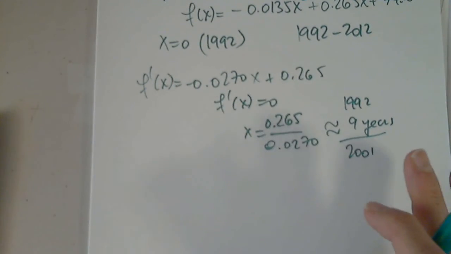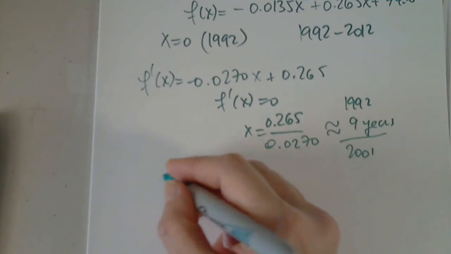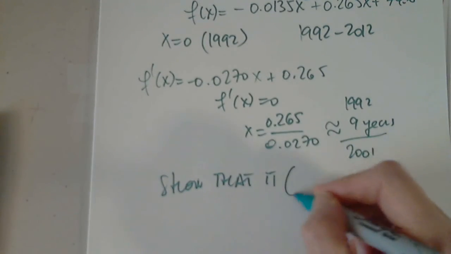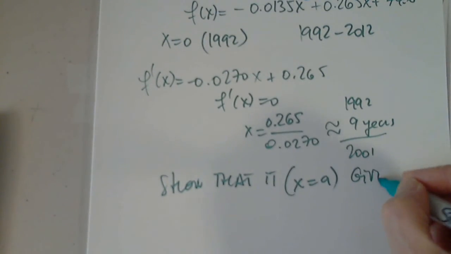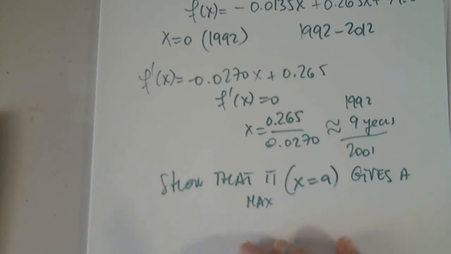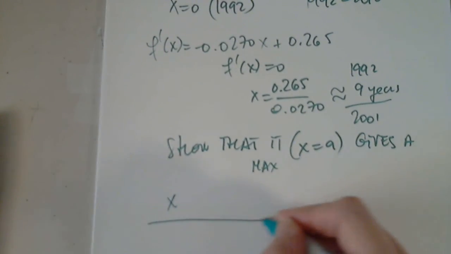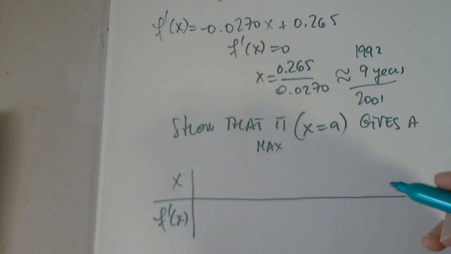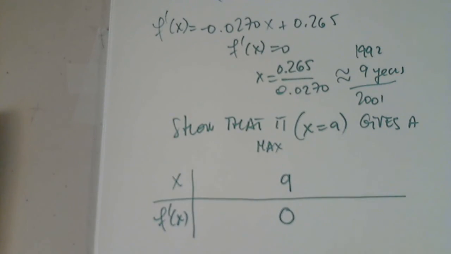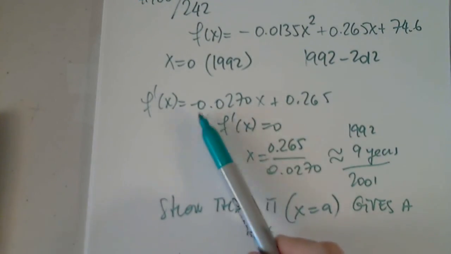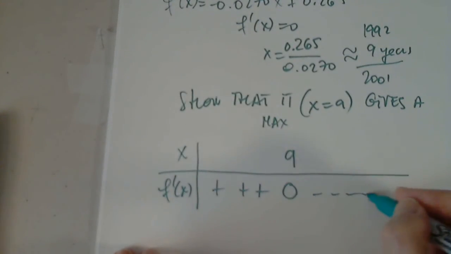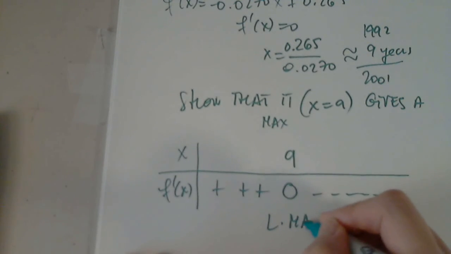But that's not sufficient. The only point I wanted to make here is to show that x equals 9 gives a max. So what I have to show is not the entire table, just this, with 9 and 0, and I have to study the sign. But this is a linear function with a negative leading coefficient. So the sign goes positive to negative. Or you plug in numbers. And this is typical for a local max.